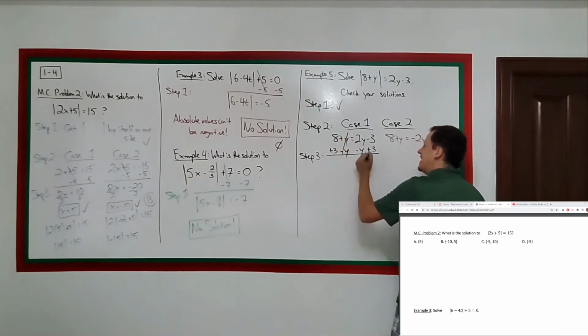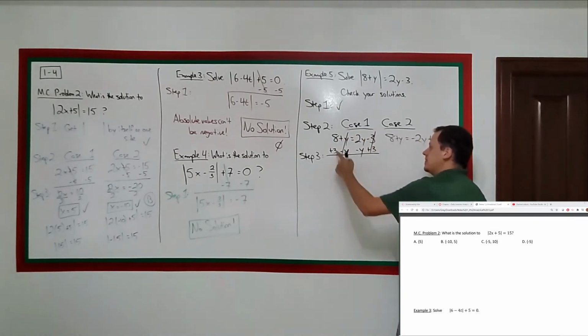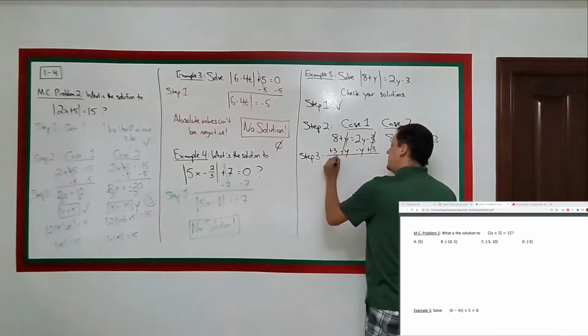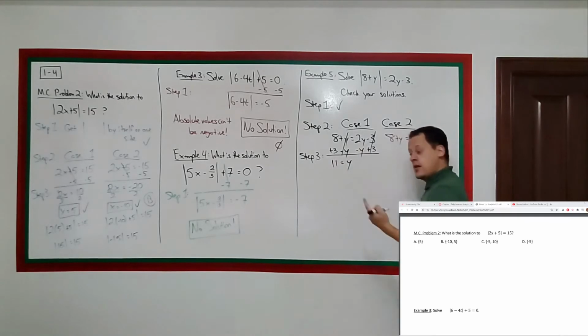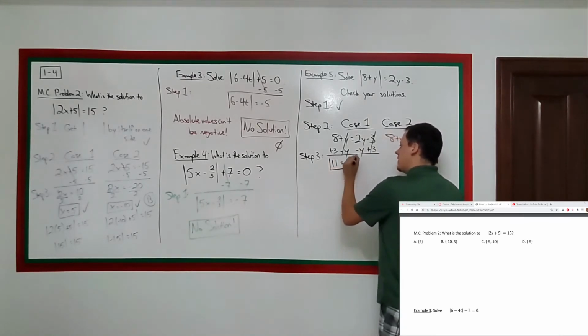So these cancel and those also cancel. Here we've got 8 plus 3 is 11. 2y minus y is y. So we get 11 equals y.